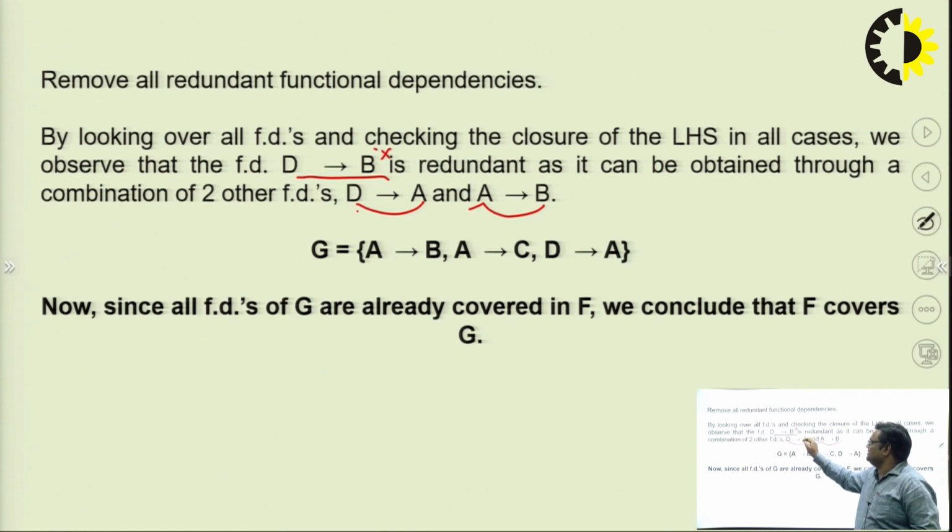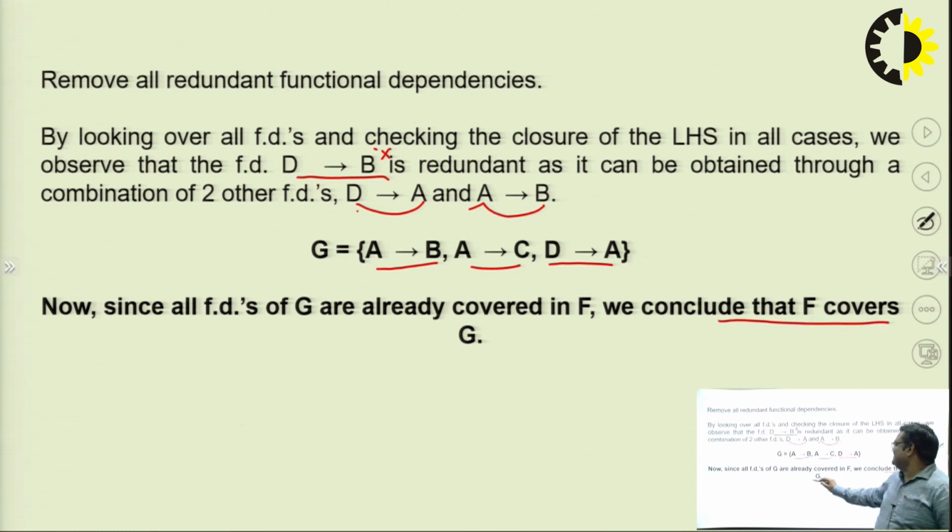So, we can remove this. Now we have A to B, A to C and D to A. We didn't require D to B. Since all the functional dependencies of G are already covered in F, we can conclude that F covers G.